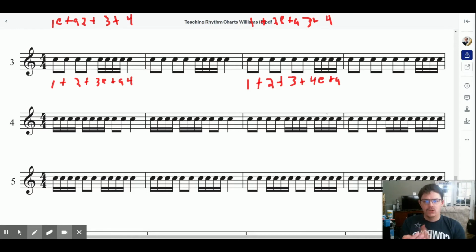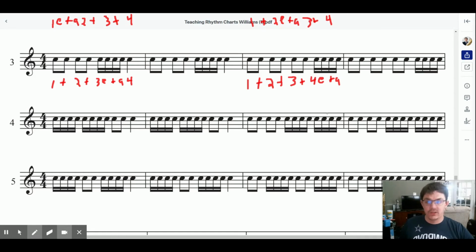1 and 2 and 3 and 4 E and a. Good. Again, don't fall in the trap of saying 1 after the 4 E and a. A lot of us want to keep going, don't fall off that cliff.